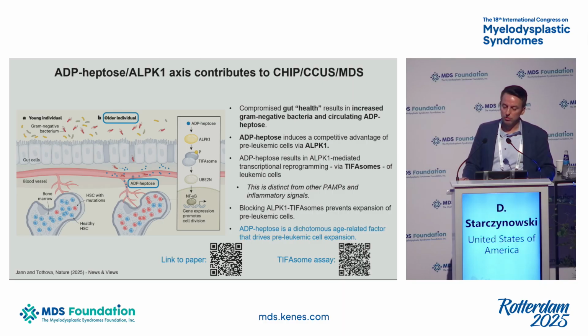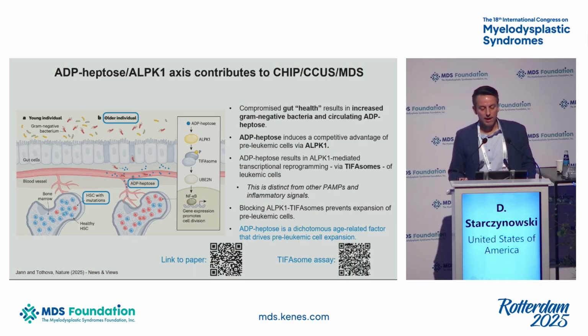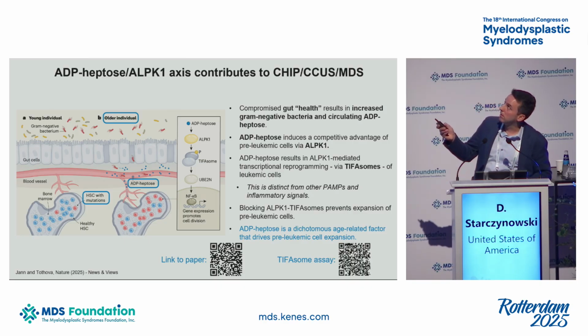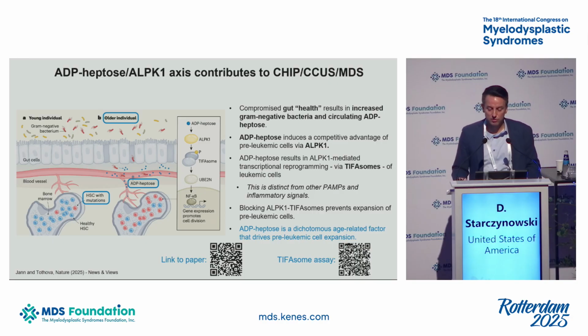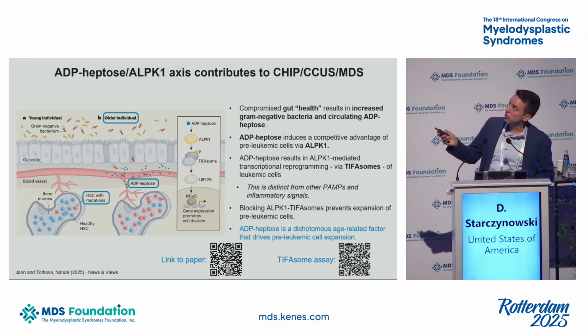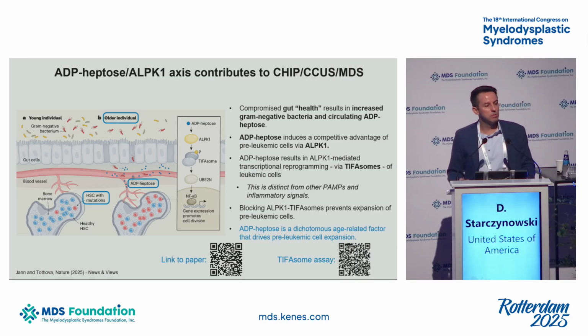And ADP heptose induces a competitive advantage of the mutant cells when it reaches these cells, and it activates ALPK1 in the pre-leukemic cells. This induces TIFA-some formation. And what I didn't show you, it induces a particular set of NF-kappa B related genes. So these cells are very sensitive to ADP heptose stimulation, and it induces a set of transcriptional programs that allow these cells to self-renew and proliferate rapidly, and is very distinct from other inflammatory mediators such as IL-1, LPS, TNF-alpha.